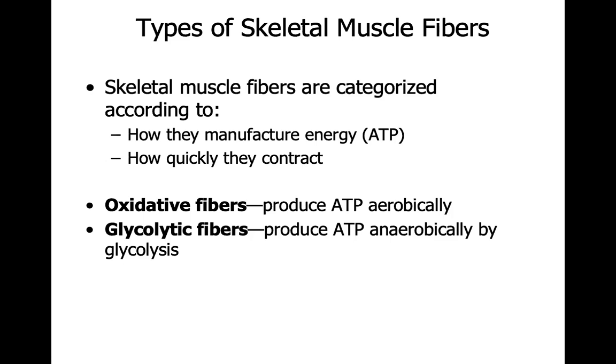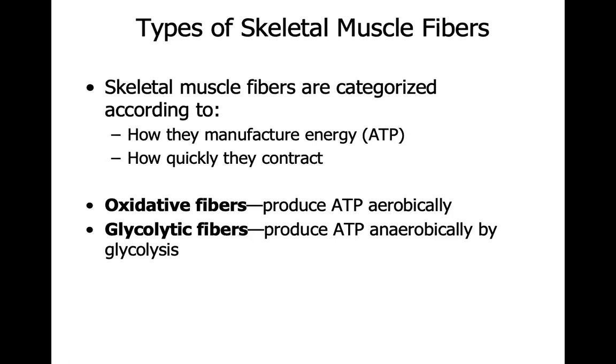So let's just start with how they manufacture energy, or your ATP. Again, if they are using oxygen, which is an aerobic process, these fibers are called oxidative fibers. If they're relying on glycolysis or an anaerobic process, they're called glycolytic fibers.